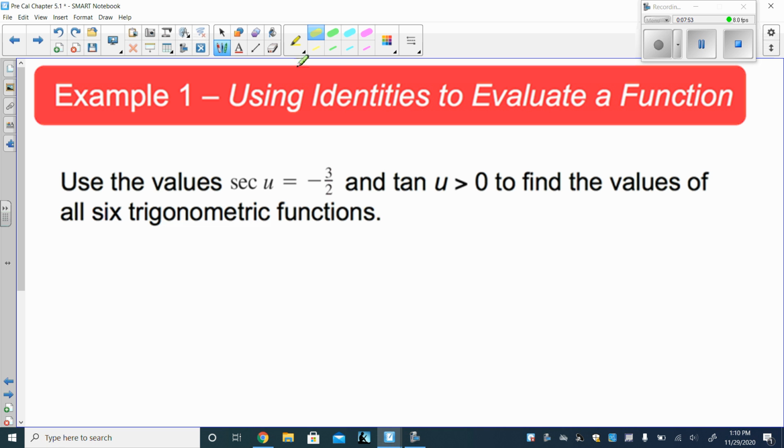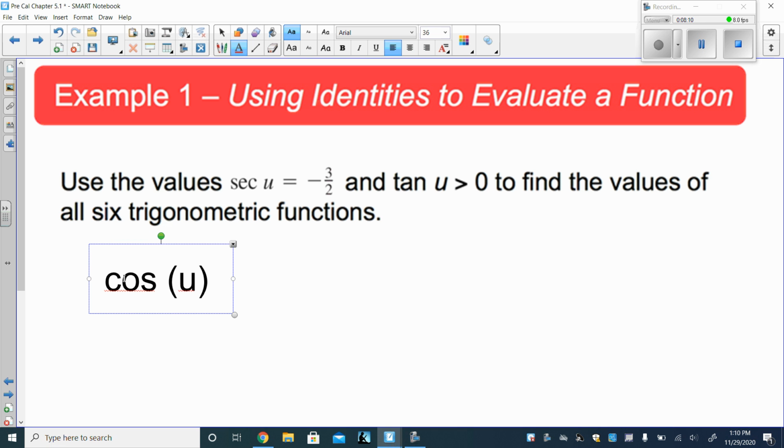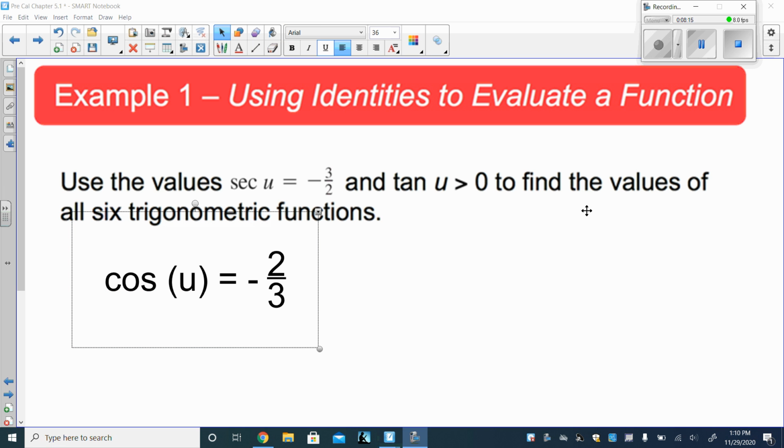Well, one thing we know for certain is that secant is the same as 1 over cosine. So really, I already know what cosine is. Cosine of u is equal to the flip of secant. Since secant of u was equal to -3/2, cosine of u, which is 1 over secant, is equal to -2/3. We just flipped it, because it is the reciprocal function. So that gives us cosine.